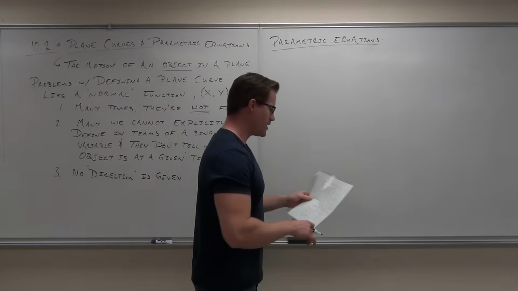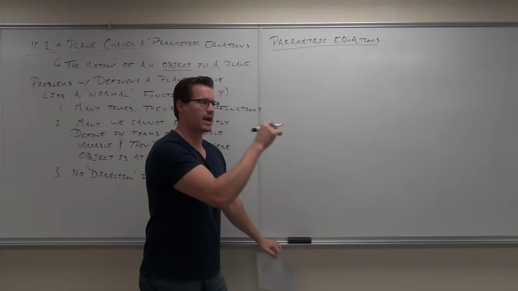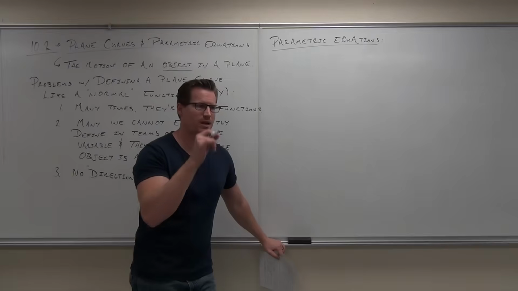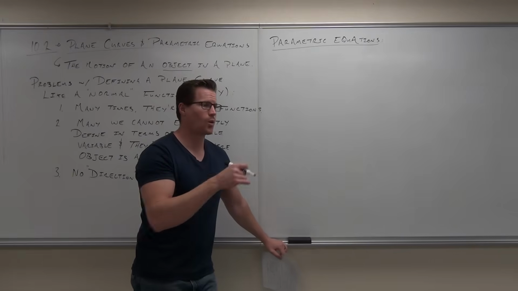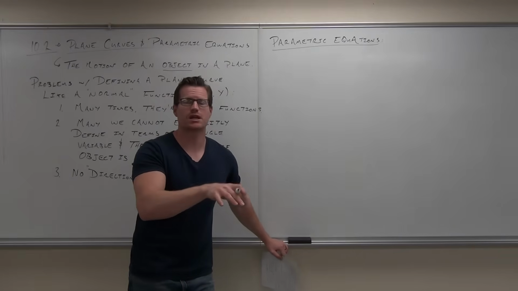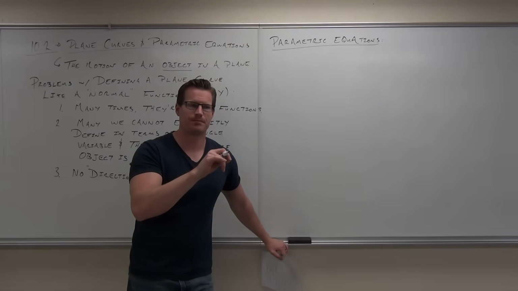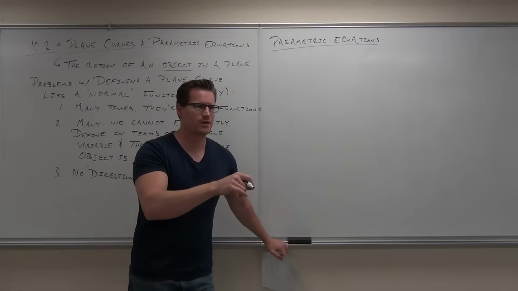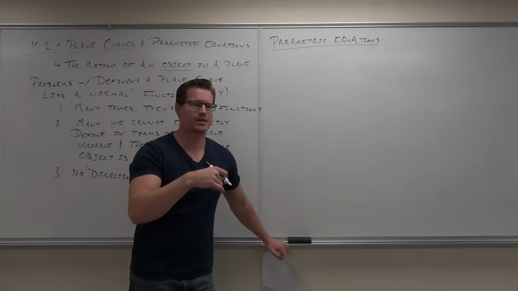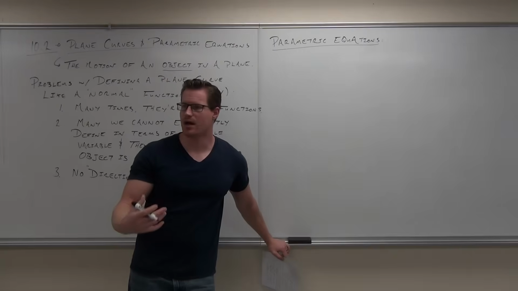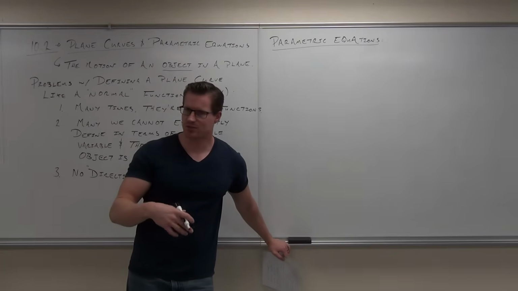We say, okay, if we want to describe where x is and where y is, we can actually do it differently than describing y as a function of x or x as a function of y. Instead, we're going to have x and y as a function of a different variable, an independent variable, time, or t. So that's where we get this parameter.